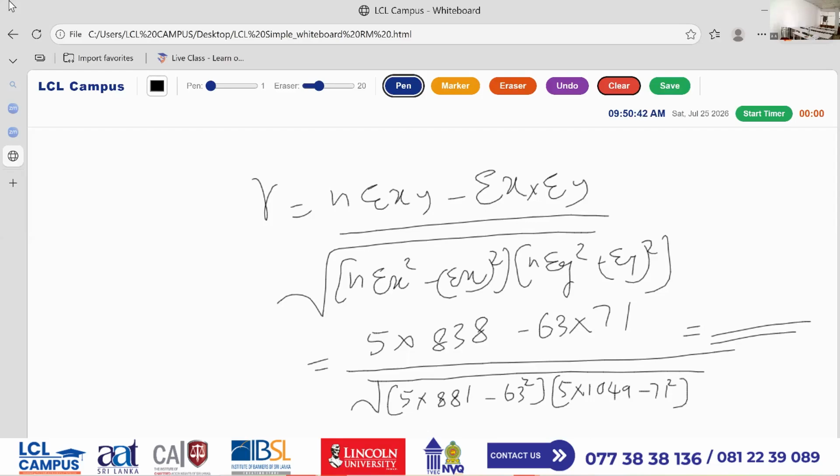Minus 0.9489. Check whether the answer is there. Yeah, minus 0.9849 and 0.9489, both answers are there. See, 9489, the second one is the answer. Nine four eight nine is also there, 9849 is also there.